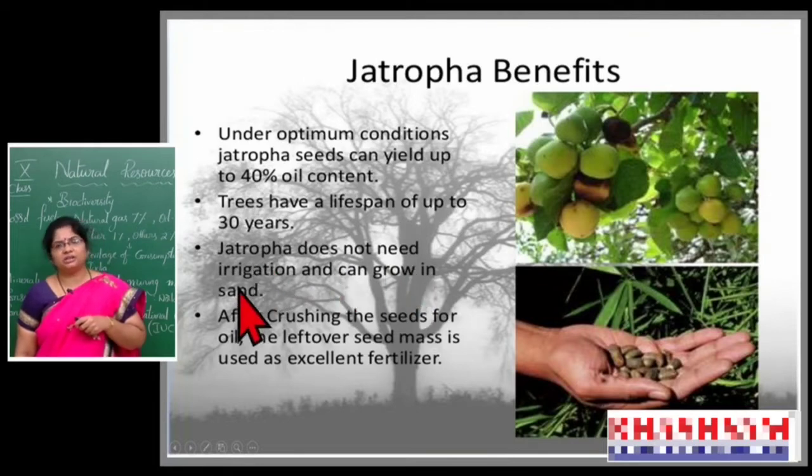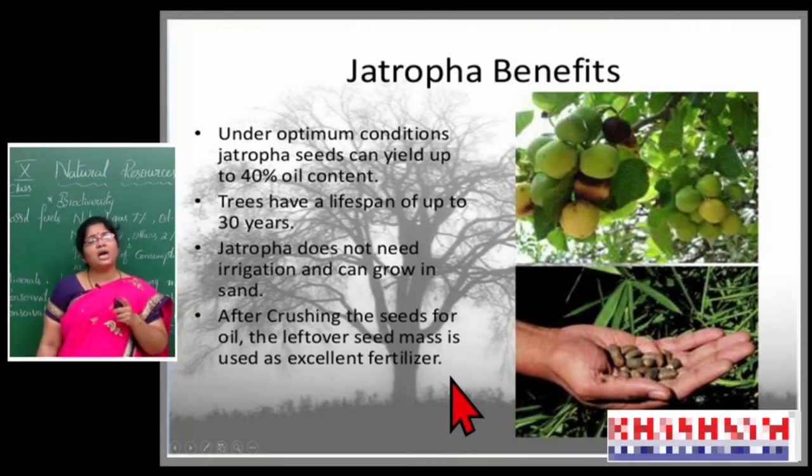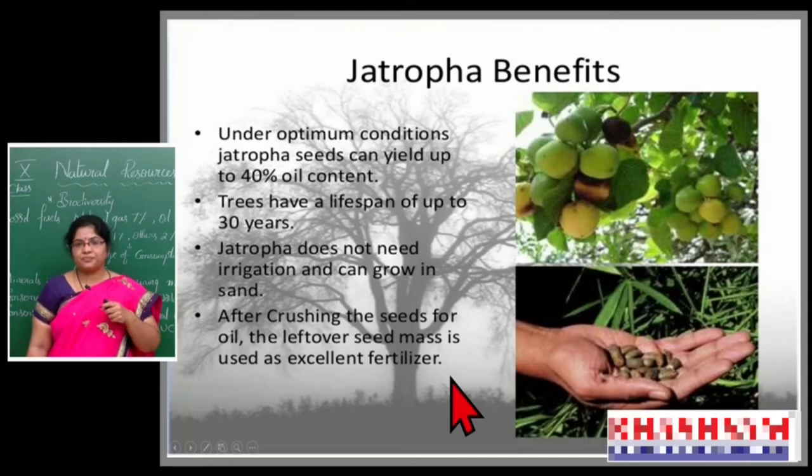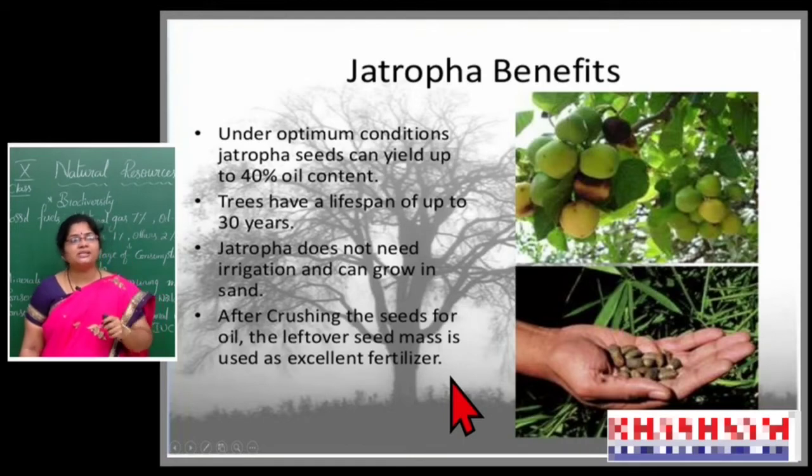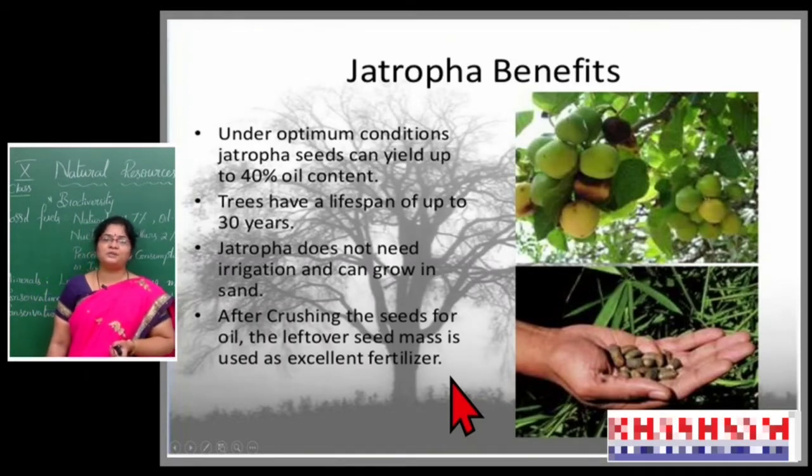Jatropha doesn't need irrigation. We need not waste water for the growth of Jatropha because it will grow in sandy areas. After crushing the seeds for oil, the leftover seed mass can also be used as fertilizer. So after getting the information regarding Jatropha, Reliance Industries selected 200 acres of area at Kakinada and started to grow Jatropha plants. That's why so much importance is given to this plant, and we are able to get a huge amount of biodiesel. And not only this, biogas also helps us a lot.